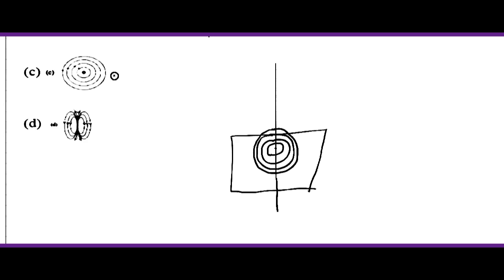Okay, so this option is the correct answer. And when you check the D option, the bar magnet is placed here, and you can see the field lines are here. Basically this only represents the magnetic field of this bar magnet, so this is also incorrect. So option C is the correct answer to our question.